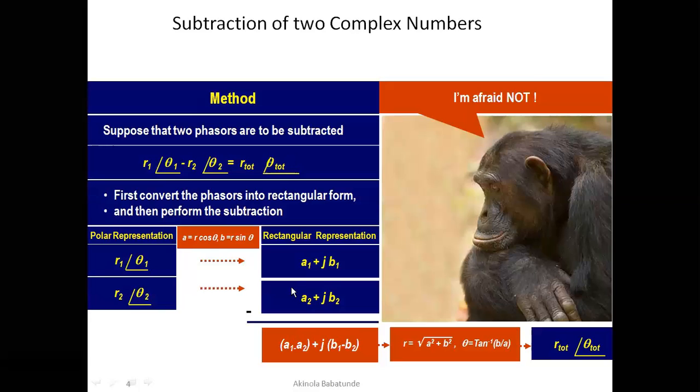The only thing that is different here is that, of course, your R1 will still be the same, A1 will still be the same in terms of rectangular representation as before. R2 will also be A2 plus jB2.